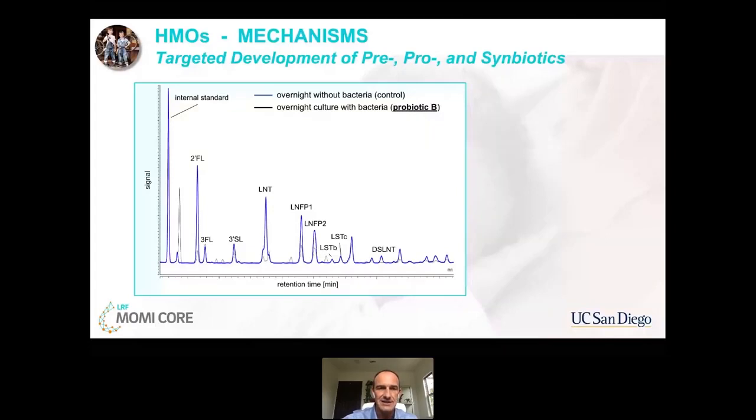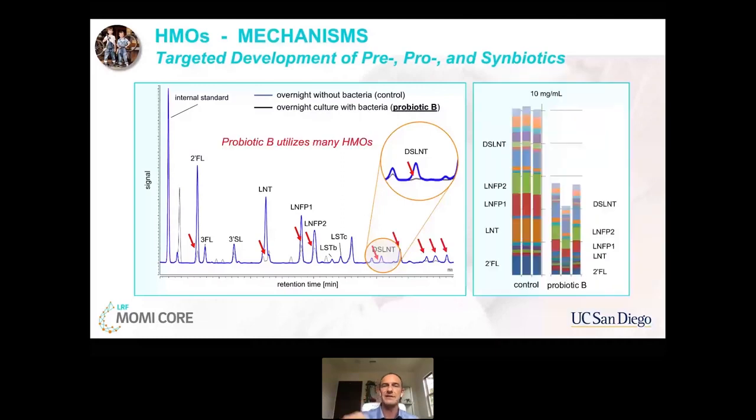Here's another example, and now you can see down on the bottom here that there is a black line popping up. So that is the oligosaccharide profile after exposure to these bacteria, and there are entire oligosaccharides diminished or even missing, including DSLNT. That is the oligosaccharide again that was protective in necrotizing enterocolitis. And then there are other oligosaccharides, and you can specifically see that multiple different oligosaccharides are utilized, almost all of them to the same extent. And then there are other spots popping up here, which are the degradation products of these oligosaccharides.